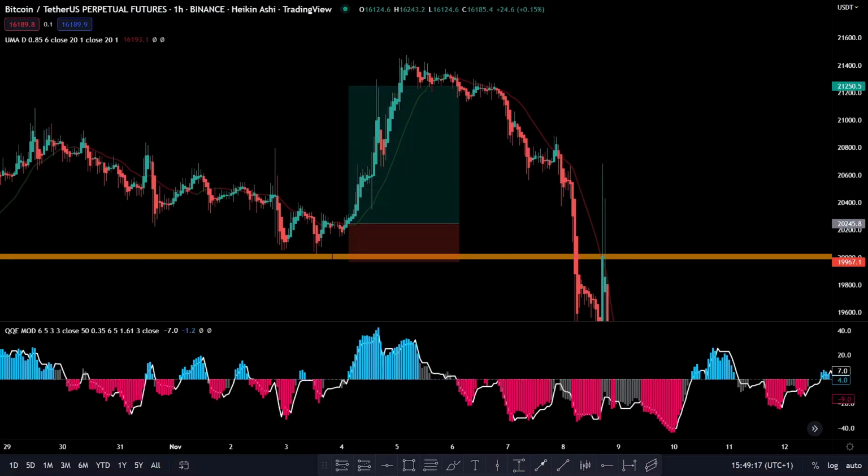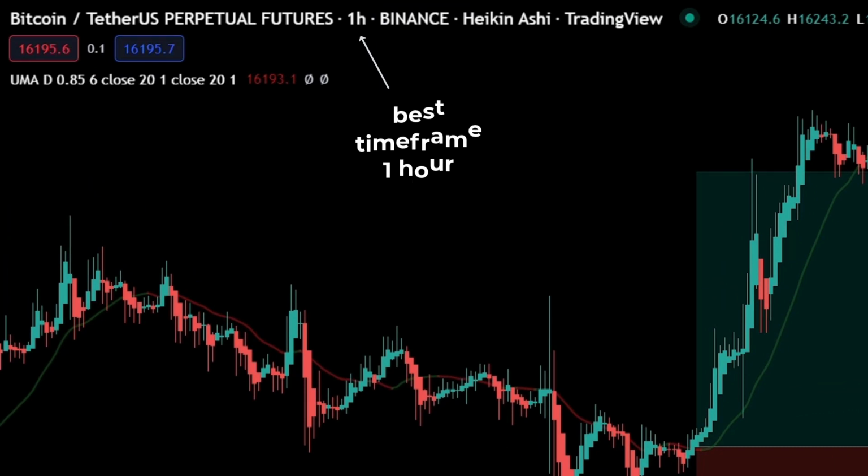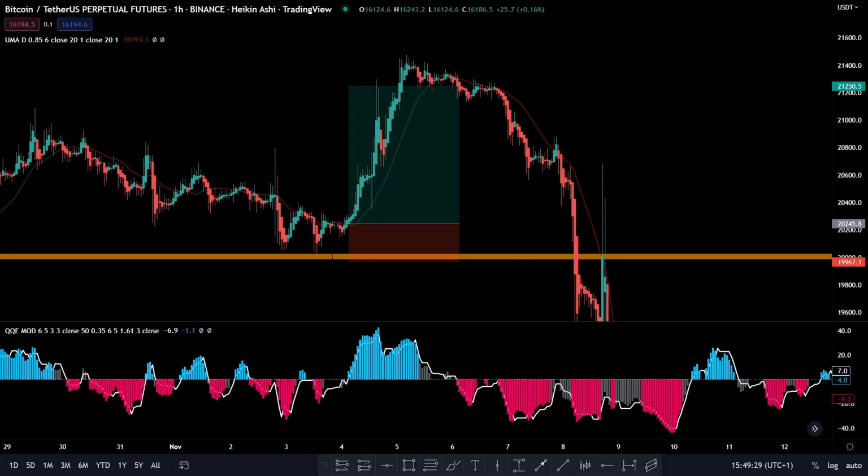Before we examine a first example, I want to mention the optimal time frame for this strategy. After many weeks of backtesting this strategy thoroughly, we come to conclude that the 1 hour time frame works best for this strategy. We will now start by taking an example of a long position.